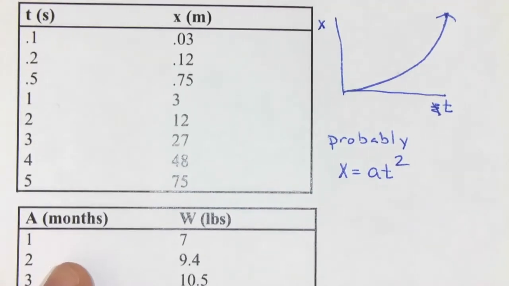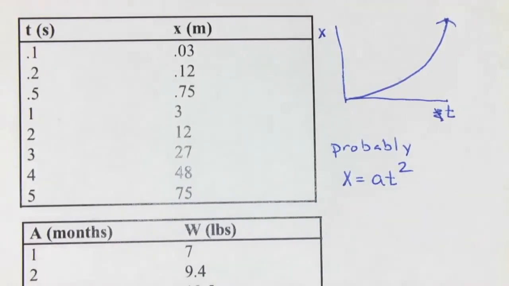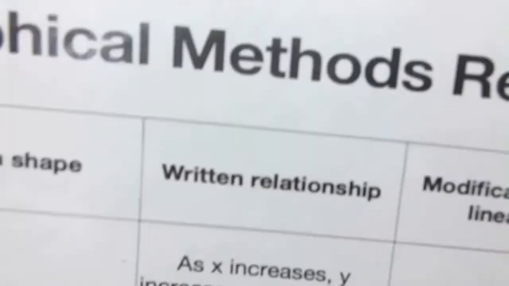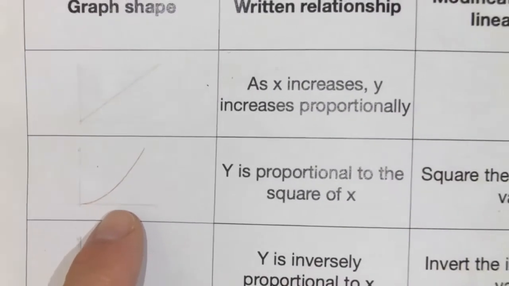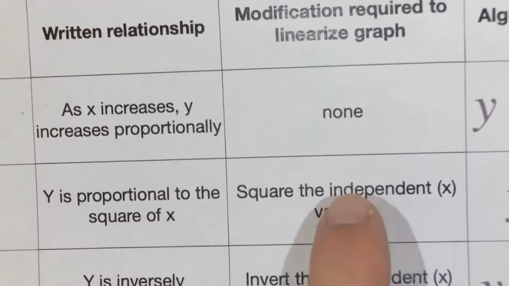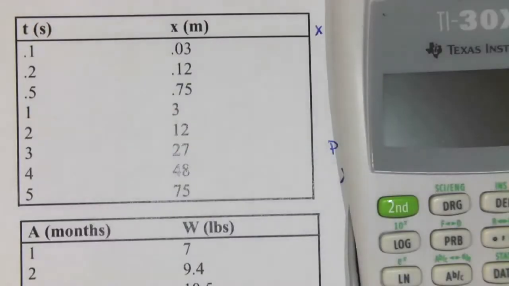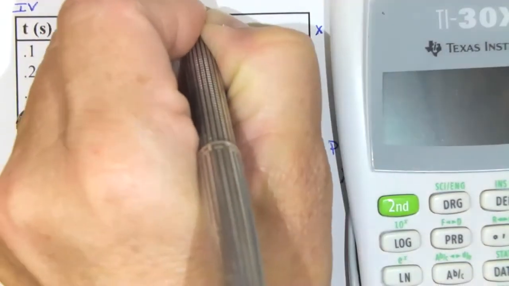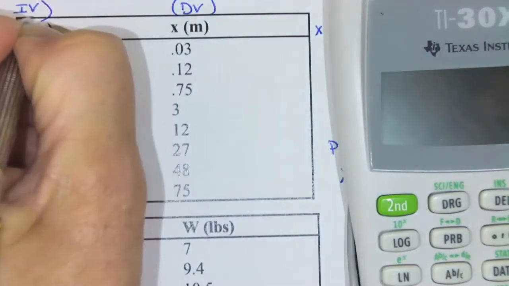Let's move on, and we're going to modify the original data set in a fairly straightforward way. The modification, though, takes place according to what's on the reference sheet. The Graphical Methods reference tells me that if I have a parabola, I'm supposed to square the independent variable and use that data in the plot. Square the independent variable, dependent variable, just for your reference.